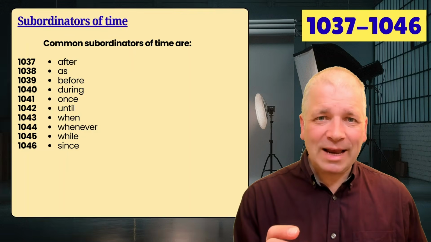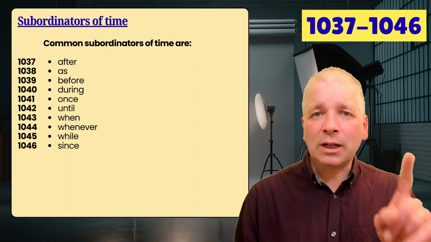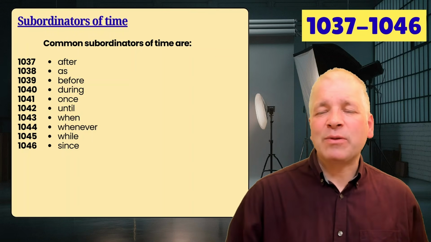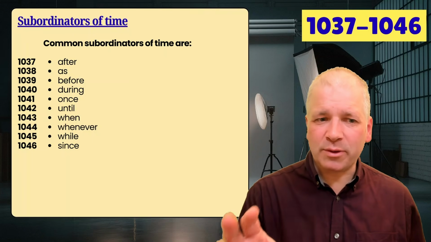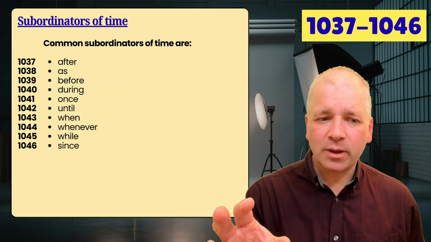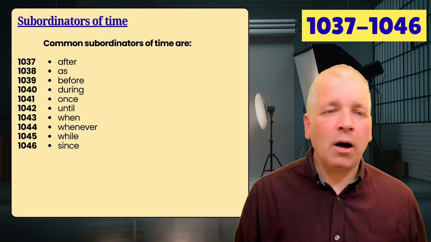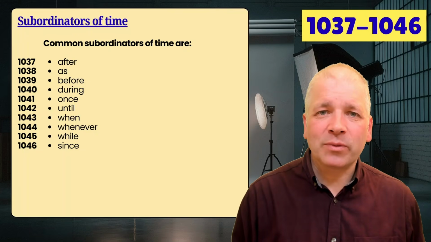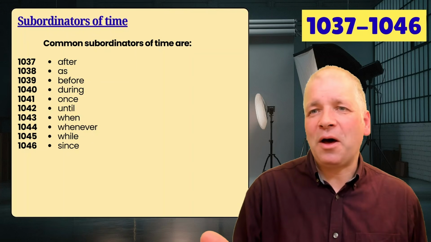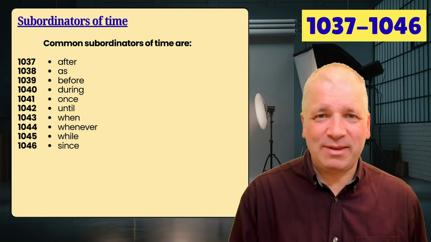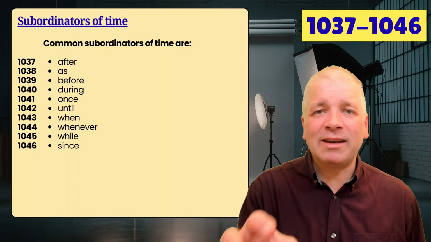Remember, a subordinator is used when you have two clauses. One clause is independent and the second is dependent on the first clause. The dependent clause is the subordinating clause. For example, I went to the park after I heard about the very nice ice cream stand there. So after I heard about the very nice ice cream stand is the subordinating clause.